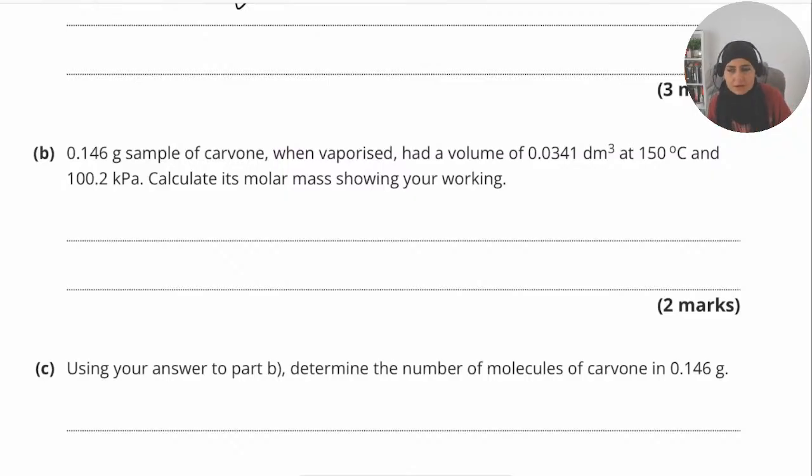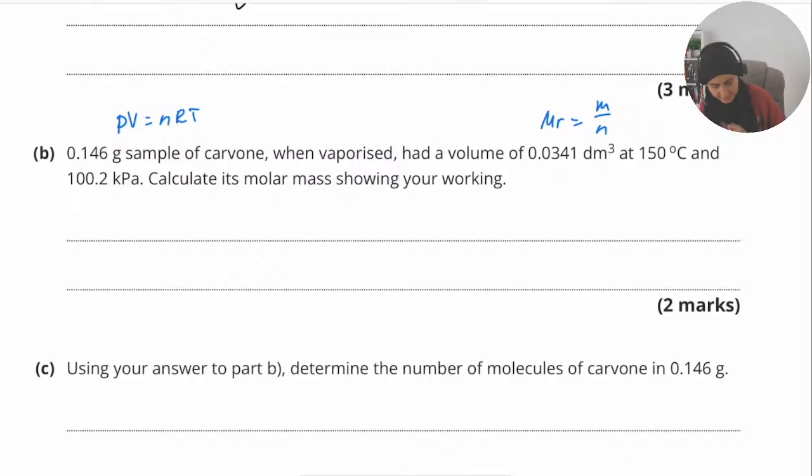Okay, well, obviously that's the PV equals nRT expression, right? So we know the mass, and from information about volume, temperature, and pressure we can find the moles, and then we can find the molar mass. Remember, if moles is m over Mr, then Mr would be mass over moles. So we know the mass. Now we'll find the moles from PV equals nRT.